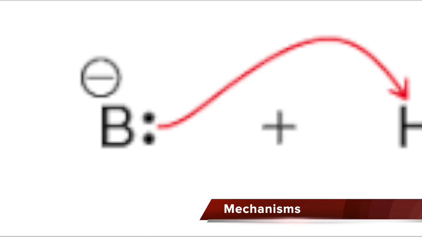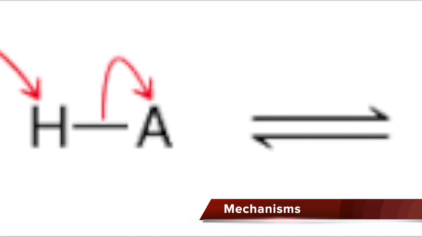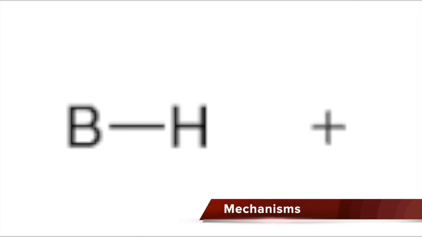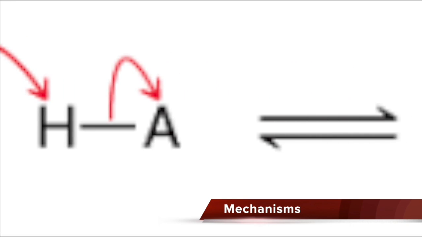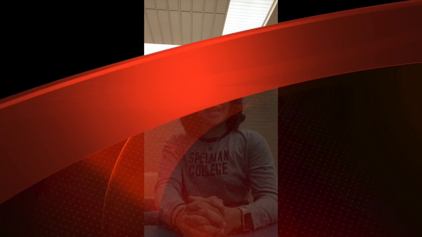A Bronsted-Lowry acid-base reaction requires a proton transfer. The base attacks the proton of the acid, and the electrons associated with the hydrogen move to the conjugate base of the acid. Thank you, Kiara.